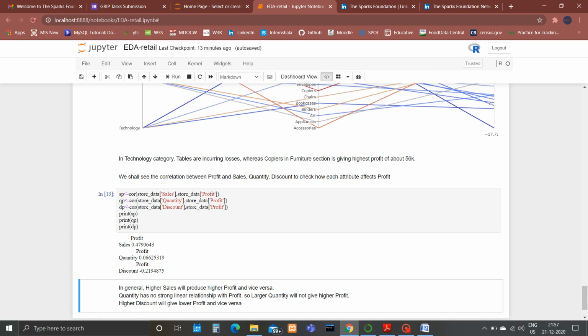For selling in higher quantity, that doesn't mean that we are getting bigger profit. We can see that from here. And discount is negatively correlated. That means that with higher discount we will incur more losses.